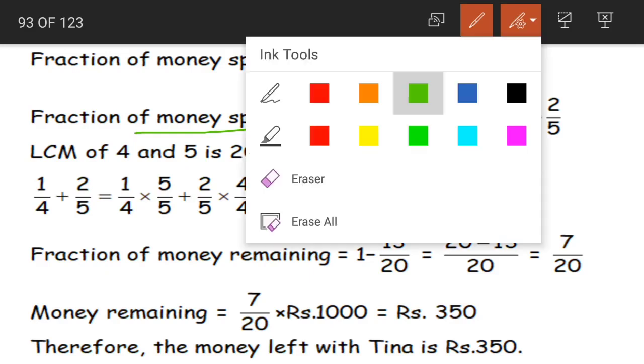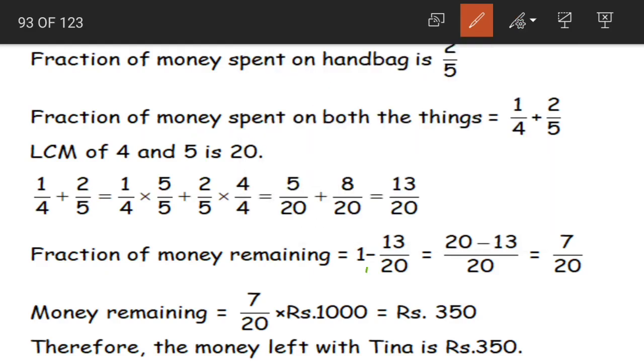Now she is left with how much? As this 13 by 20 is just a fraction, what will be the whole? Always we will consider 1 as the whole, children. What will we consider? 1 as the whole. So from this 1, she has spent 13 by 20.